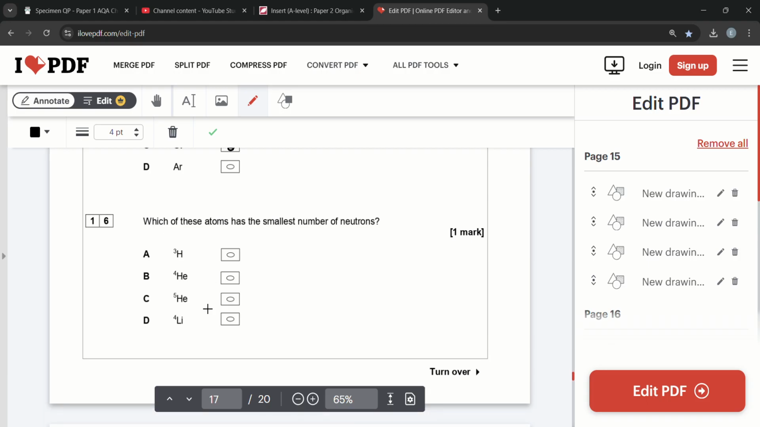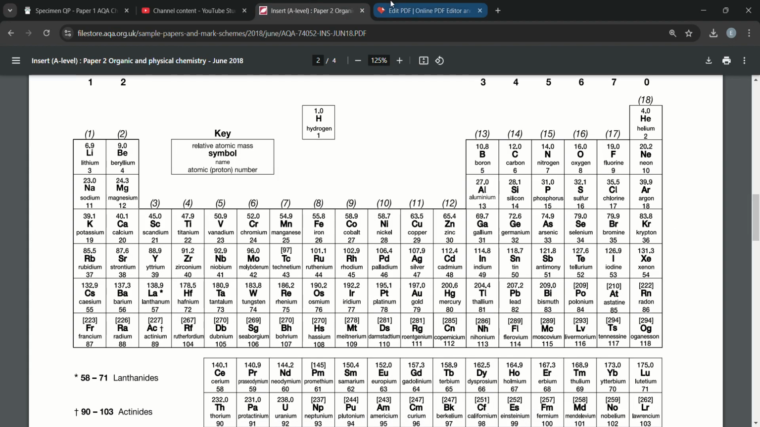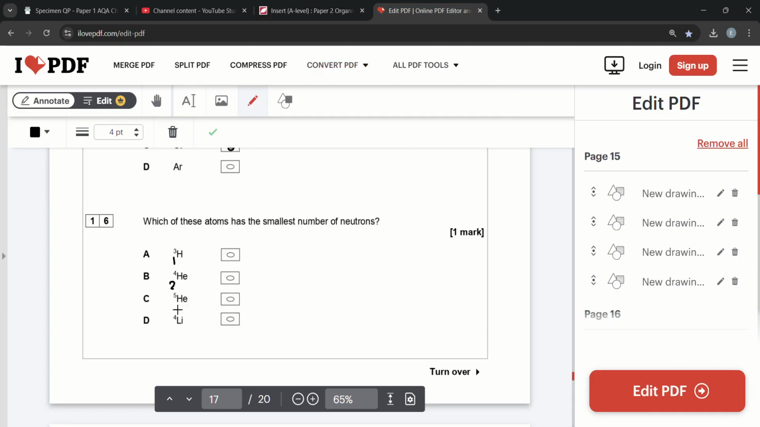Which of these atoms has the smallest number of neutrons? Hydrogen is 1 here. Helium is 2 here. Lithium is 3 here. So that's 2 neutrons, 2, 3. That's 1. So the answer is D.